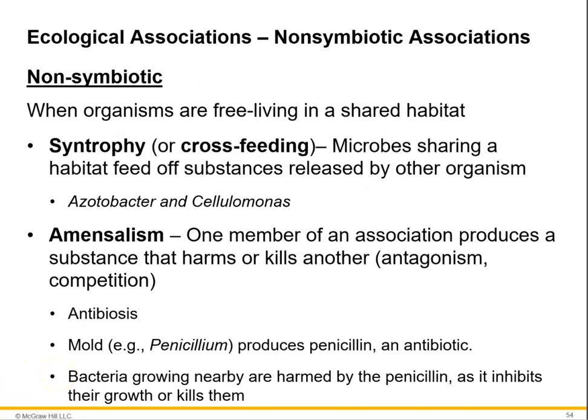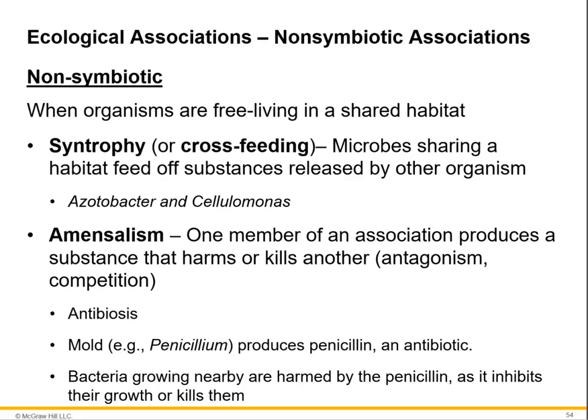Okay, non-symbiotic associations are going to occur when the organisms are free living and they share a habitat. So we have syntrophy, or cross-feeding. This is where the microbes sharing the habitat feed off of substances released by the other organism. I'll show you an example here in just a second.